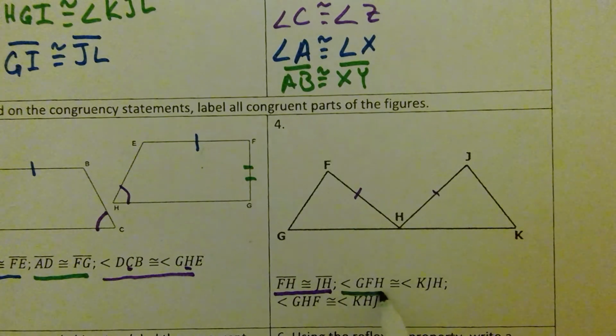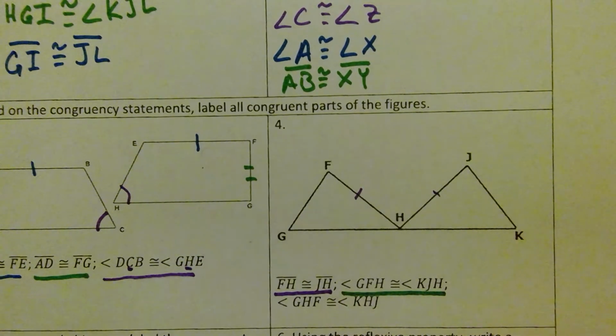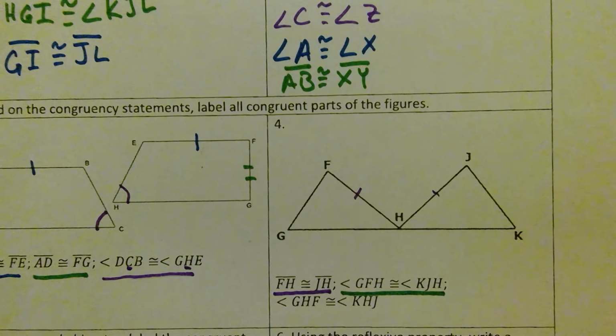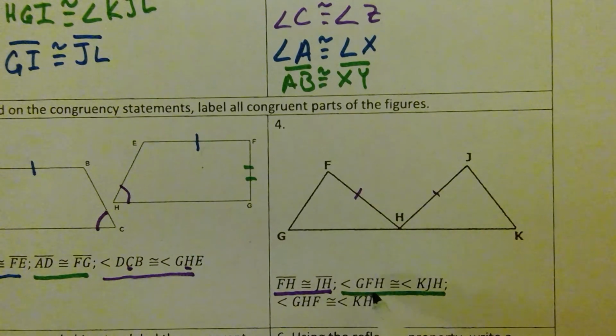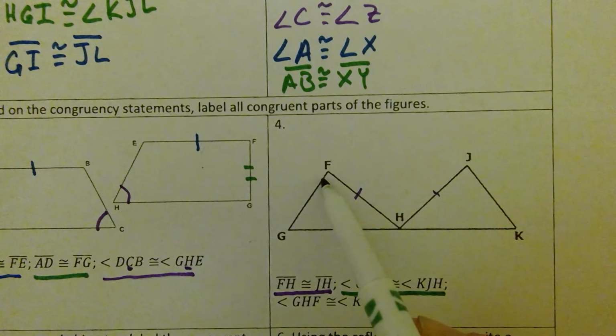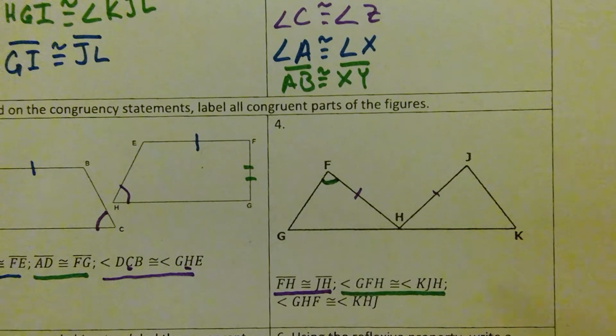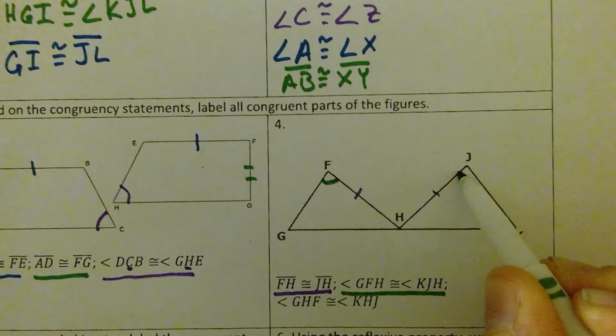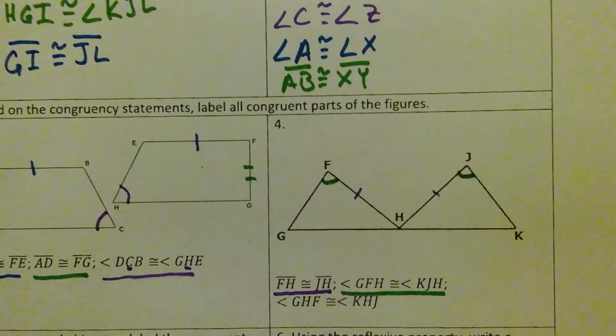We have angle GFH and angle KJH. So once again, let's make sure we recall that the middle letter is our vertex. So angle GFH is going to be right here. And then if we look at our other part, we have angle KJH. So KJH. And so we'll go ahead and mark right here. Okay, so our first pair of angles, we'll just use 1 marking.